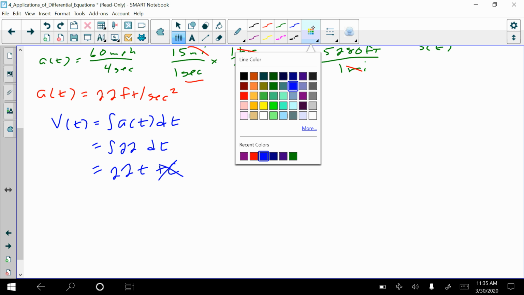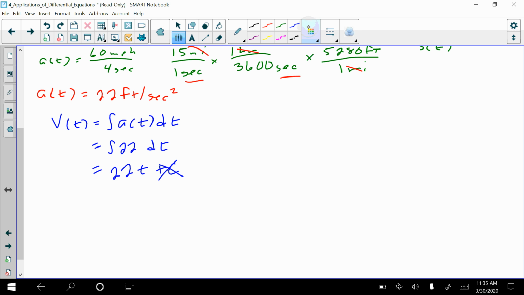So let's do purple here, I guess. Now we can say the velocity function will be used to get the position function. So I will say the integration of the velocity function like so.